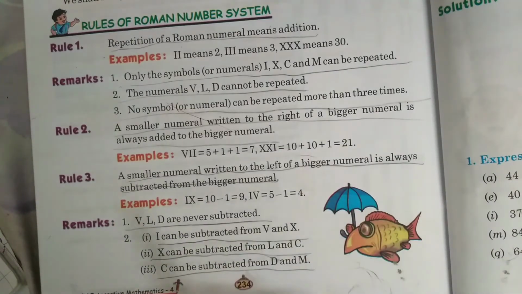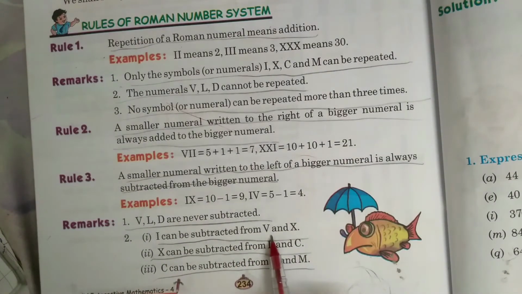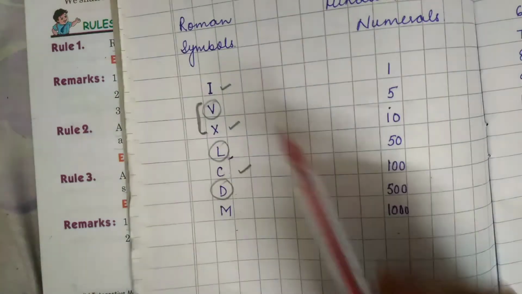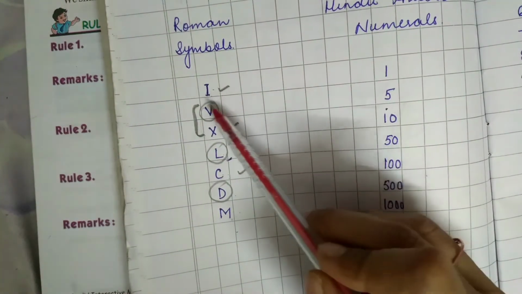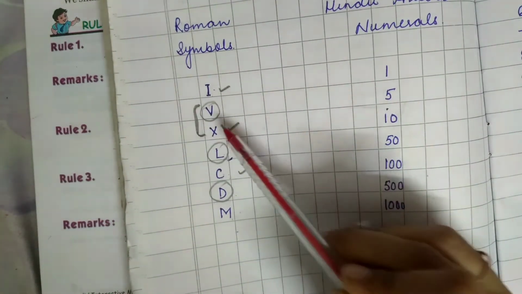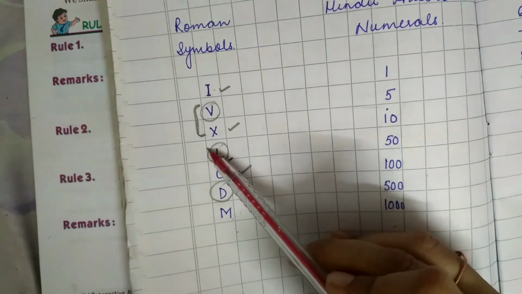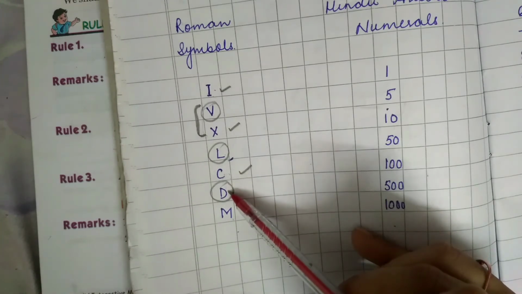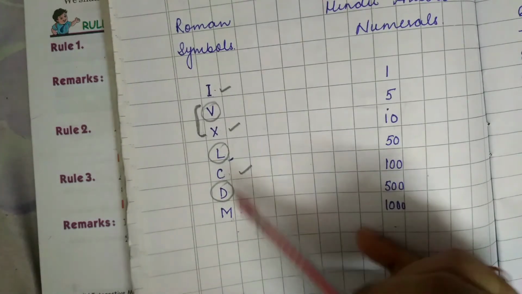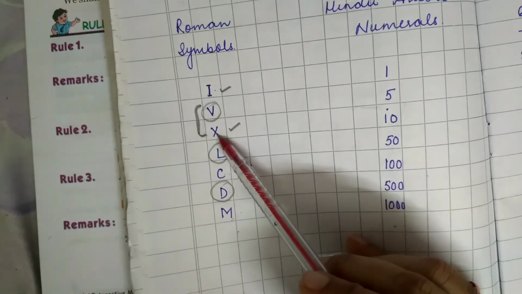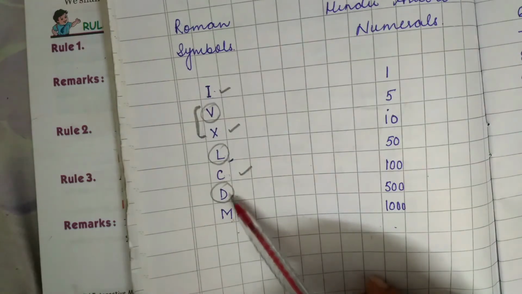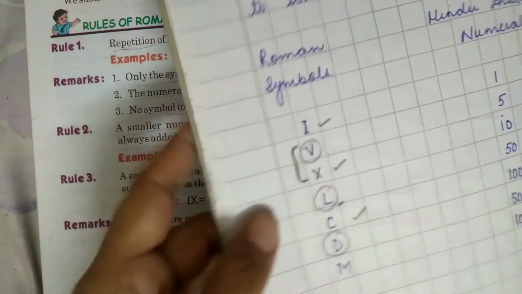Now, I can be subtracted from V and X. Means that symbol I can be subtracted from the next two symbols, V and X. X can be subtracted from the next two symbols, L and C. And C can be subtracted from the next two symbols, D and M. So I can be subtracted from 5 and 10. 10 can be subtracted from 50 and 100, and 100 can be subtracted from 500 and 1000.